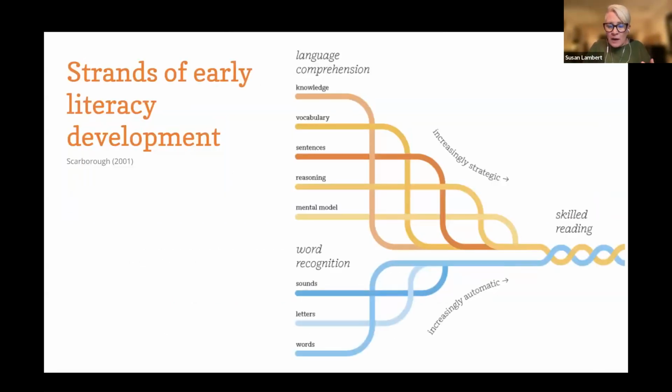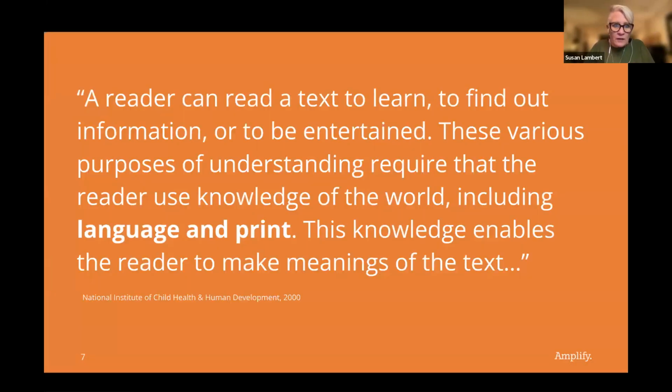Now, this is called Scarborough's rope, and you can see here at the top language comprehension, which is one of those factors, word recognition, which is another factor, and over here on the right-hand side, skilled reading. You'll notice language comprehension, how much is involved with that. And we're going to pay particular attention to the knowledge and vocabulary side. And again, this webinar is not about teaching kids how to read. This webinar is about teaching comprehensive literacy skills and how that relates to language comprehension.